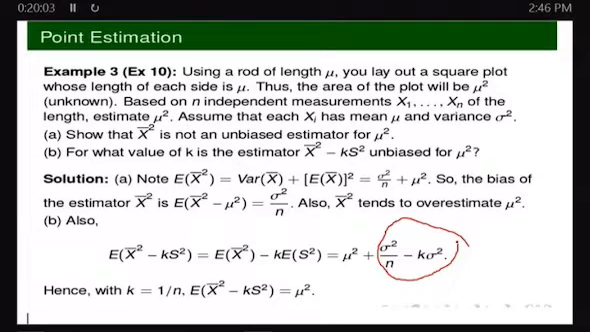No, no, no, not the entire thing. The one that I circled, the one in red. Yeah, that will be zero. Okay. Now, if that is equal to zero and you factorize sigma squared out, sigma squared is going to go away when you divide both sides by sigma squared. When you solve for k, you're going to get k to be 1 over n. Any question? Okay, so that is how that is done.